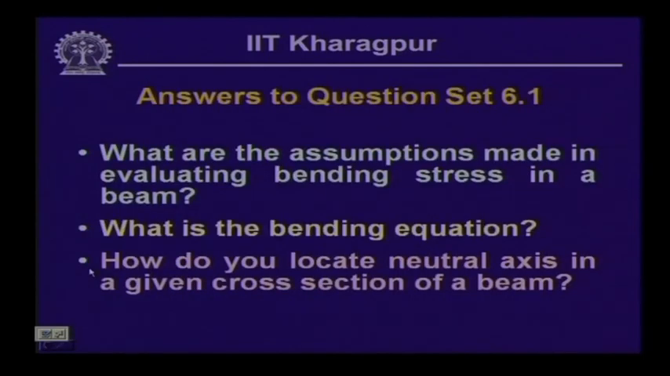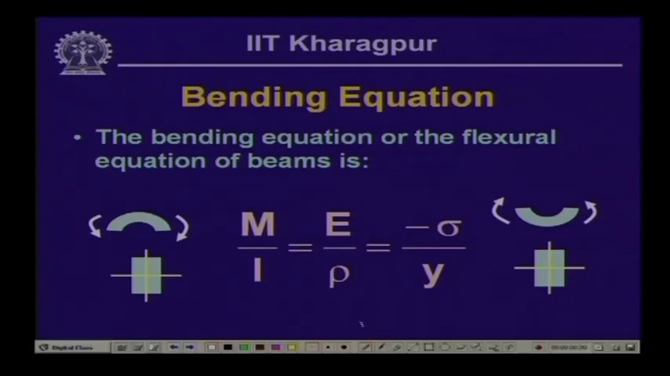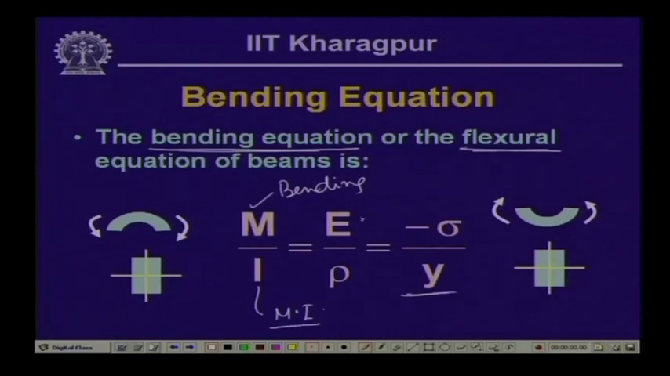Now, the second question was, what is the bending equation? Now, this we had derived last time, that M by I is equal to E by rho is equal to sigma by y. This we call the bending equation or the flexural equation. Where M is the bending moment, I is the moment of inertia of the cross section, E is the modulus of elasticity, rho is the radius of curvature of the axis of the beam, sigma is the bending stress, and y is the point where we are trying to find out the stress.